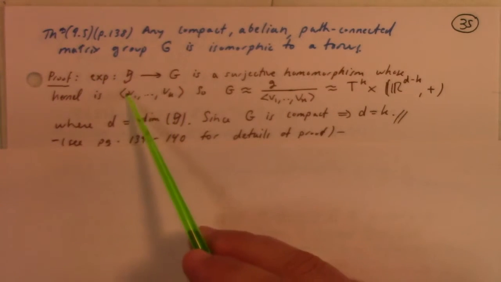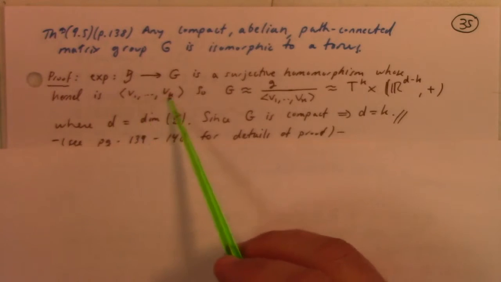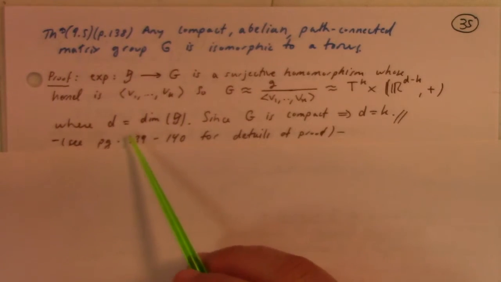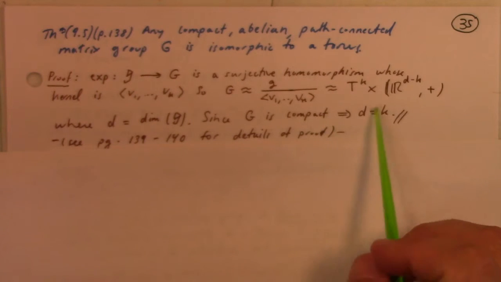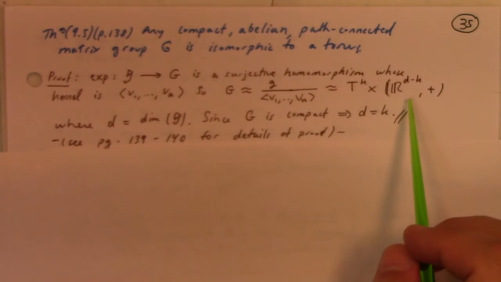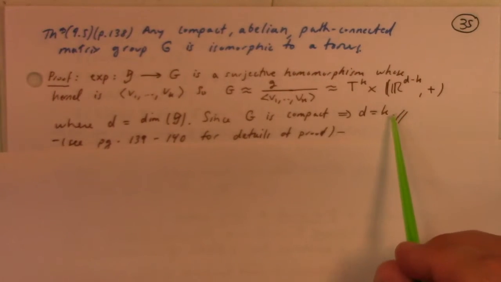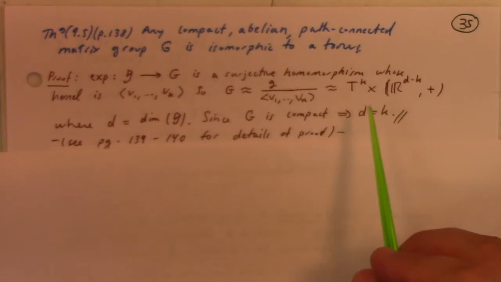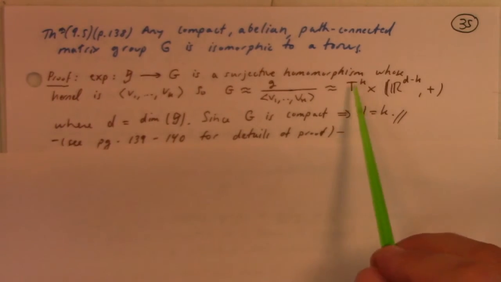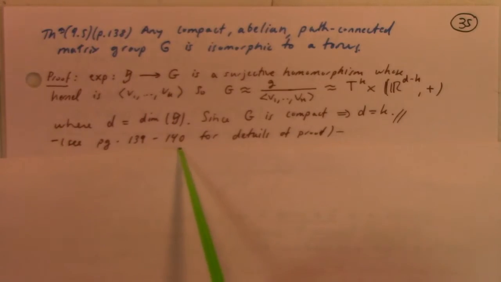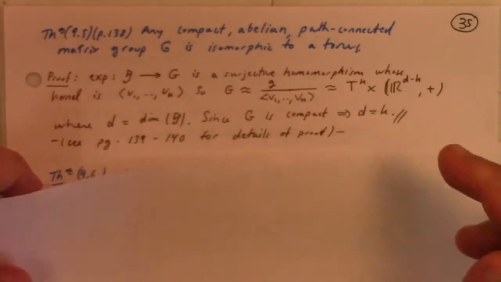It's also not immediately obvious to me why the exponential's kernel has this form, but I'm going to go along here. But since G is compact, this piece can't be there because that's not compact, right? So this forces this piece to be gone, and basically k has to be equal to d by the assumption of compactness. So again, I'm skipping some details, is what I'm confessing to here. See pages 139 to 140 for the details of this proof.